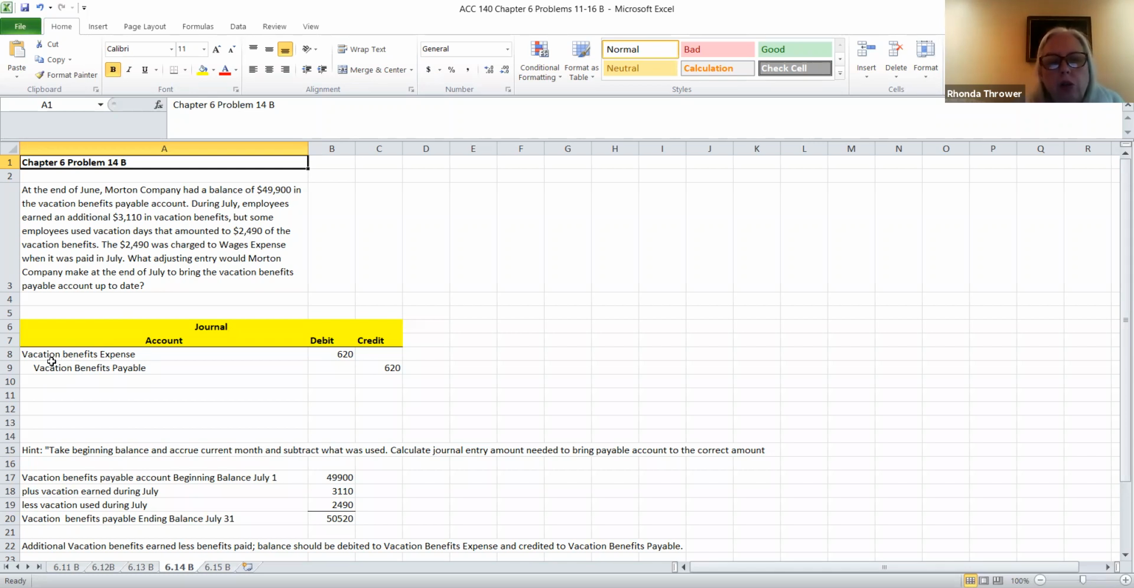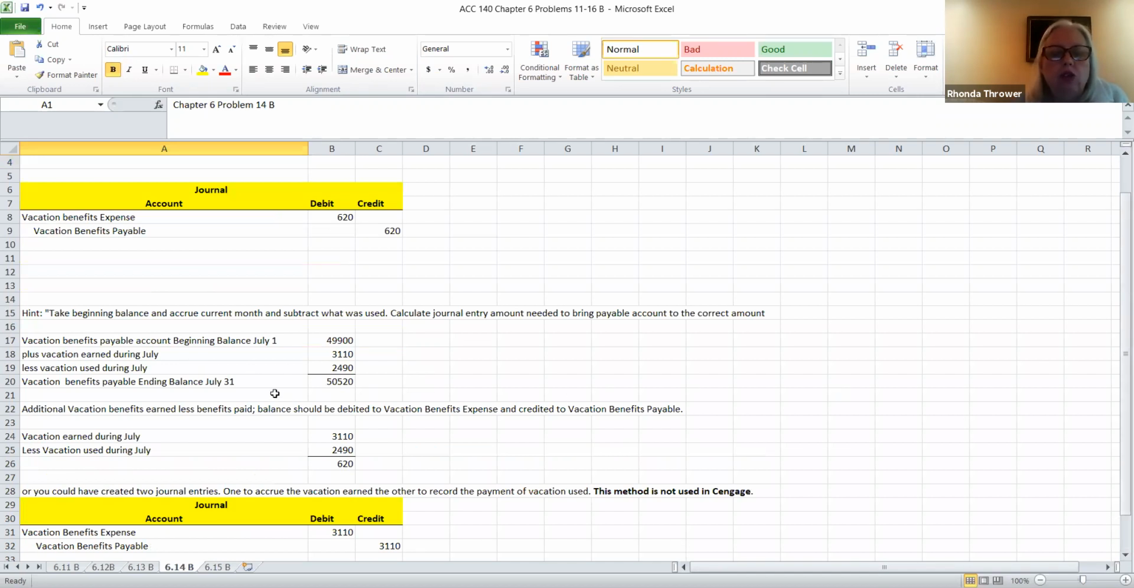And so the accrual is a debit to vacation benefits expense. The expense account is increasing. That's why we're debiting it. And we're crediting the vacation benefits payable account for the accrued amount. Now in Cengage, they wanted you to use $620. And this is how they come up with that $620.